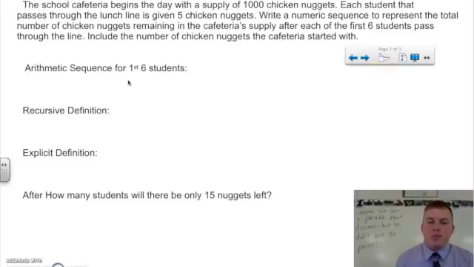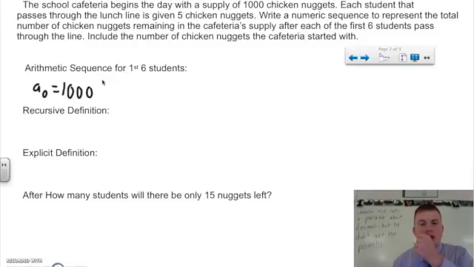Alright, so I'm going to start out with my first 6 students. Now this is a term that you might not have talked about in the notes. But anytime we talk about a sub 0, that's going to be our starting value before anyone else goes through the line, before we do any other operation. So we're starting out with 1,000 chicken nuggets. So that's before anybody has gone through the line. A sub 0, or our initial value, would be 1,000.